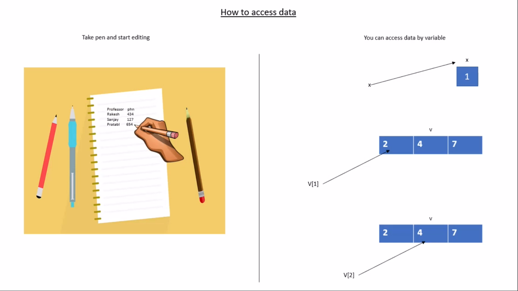Before moving forward, you must know how you can access the data which you store in the device. Like suppose you store the data in the notebook, you just take a pen and you can start editing, right? So suppose you store the information in the computer, how can you access the data? By the use of a variable. Suppose you store the value 1 on the computer, and if you want to access this information 1, you can access it by the variable x.